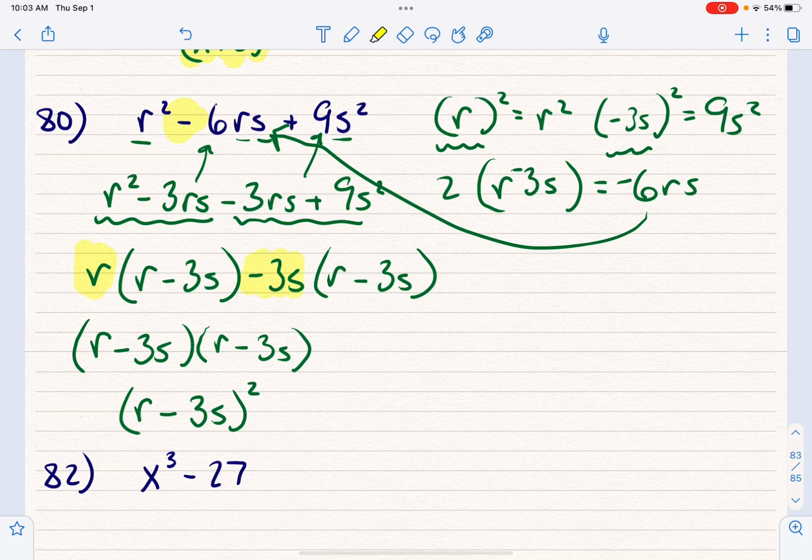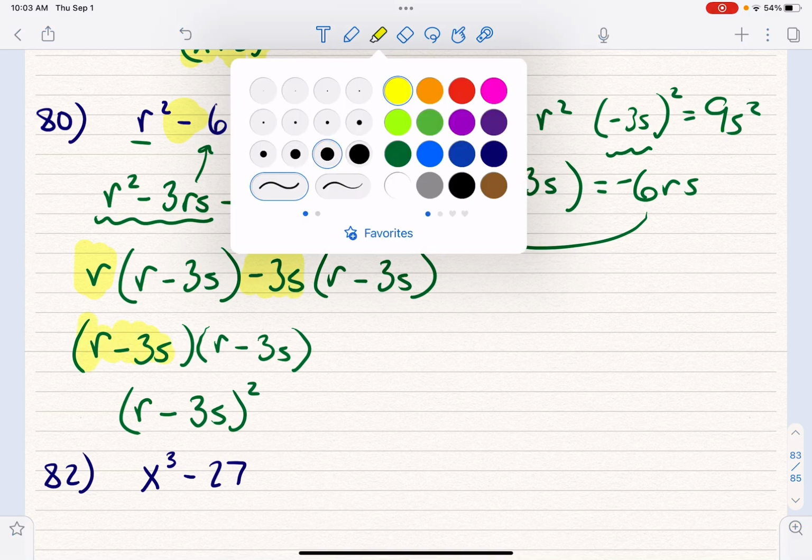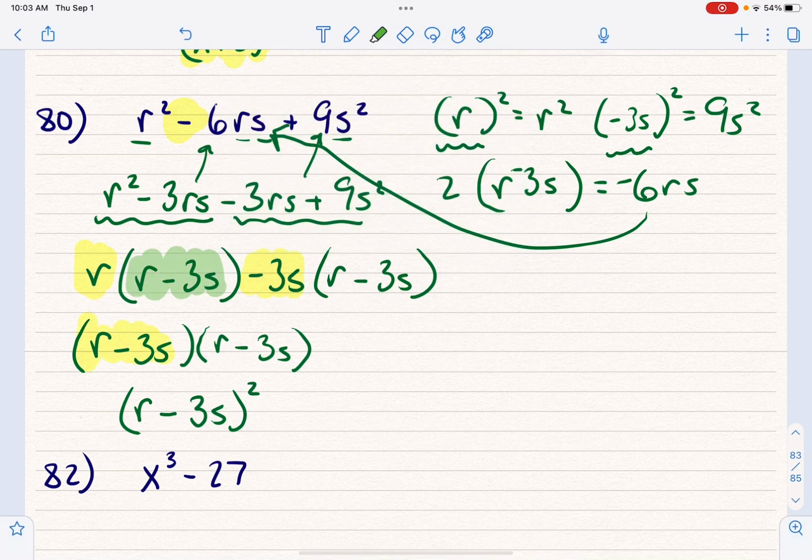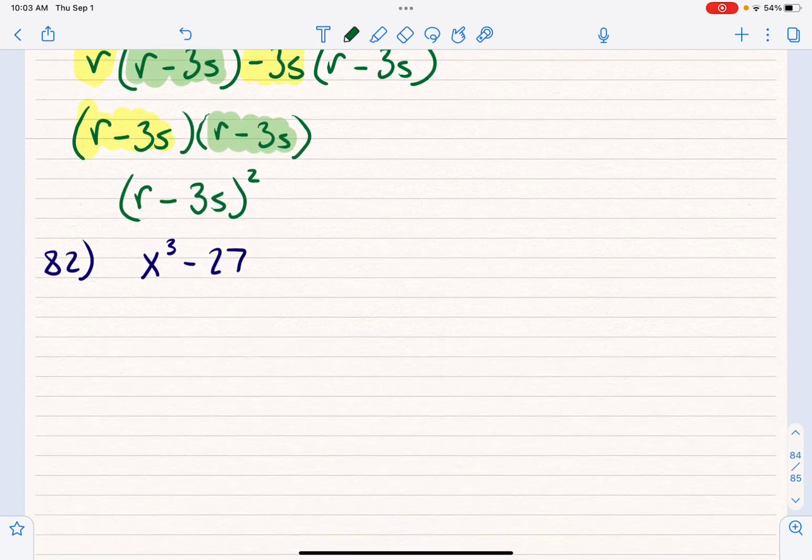R minus 3s gives you this one. And then r minus 3s gives you this one. And so then you get that perfect square. Okay, two problems to go. Sorry this is taking so long.